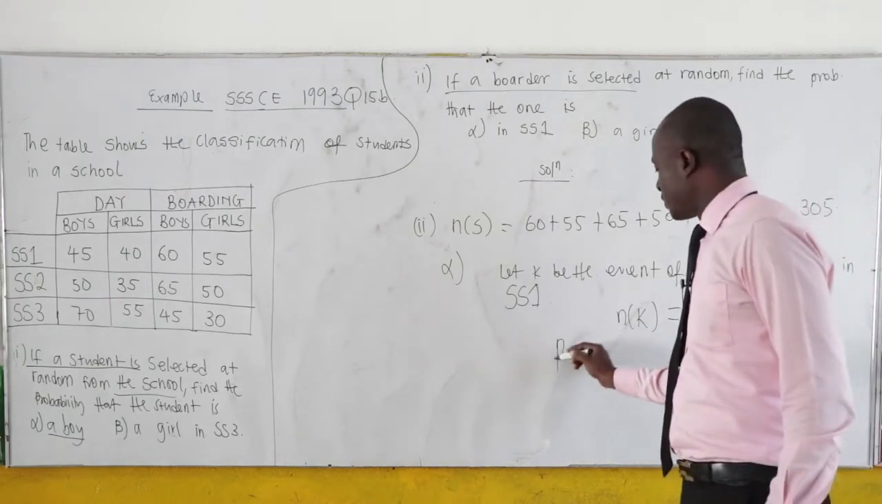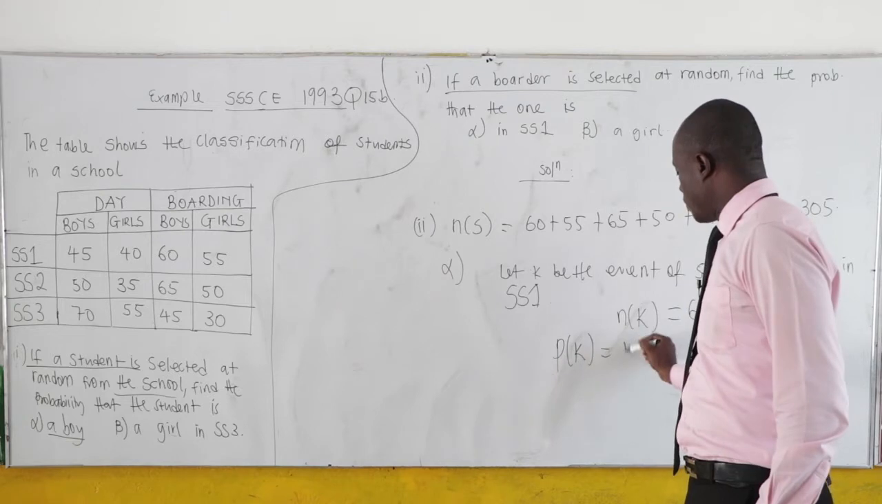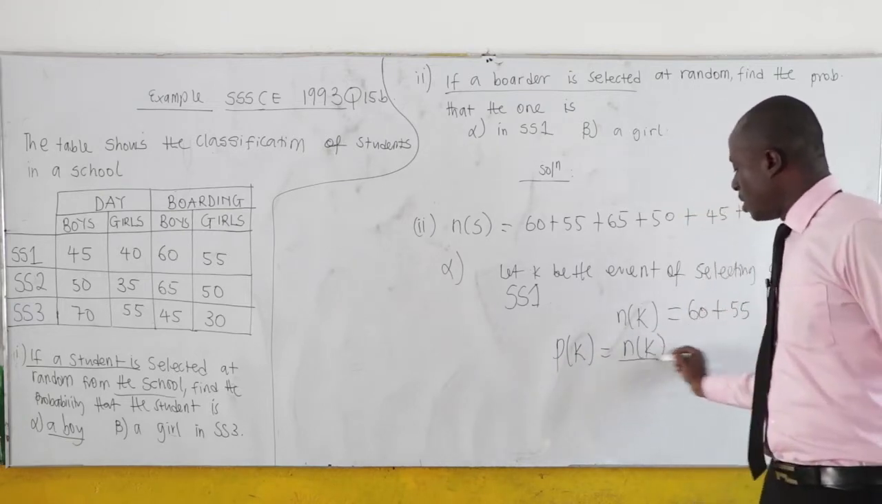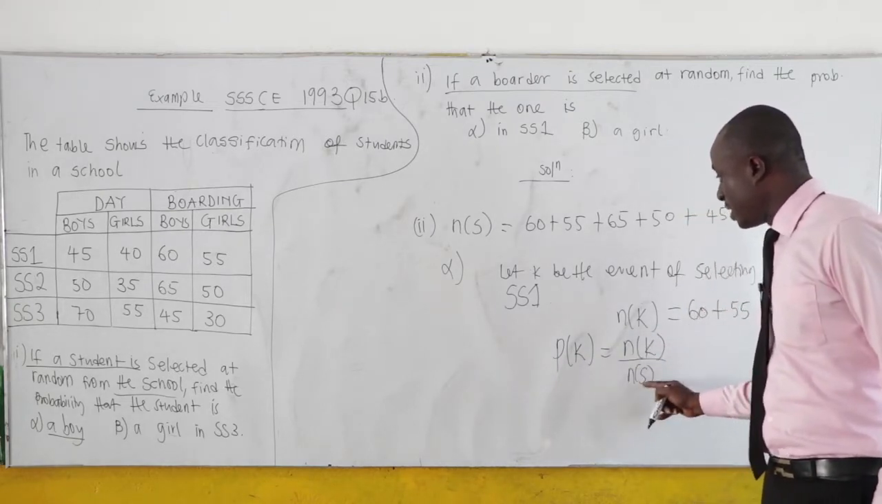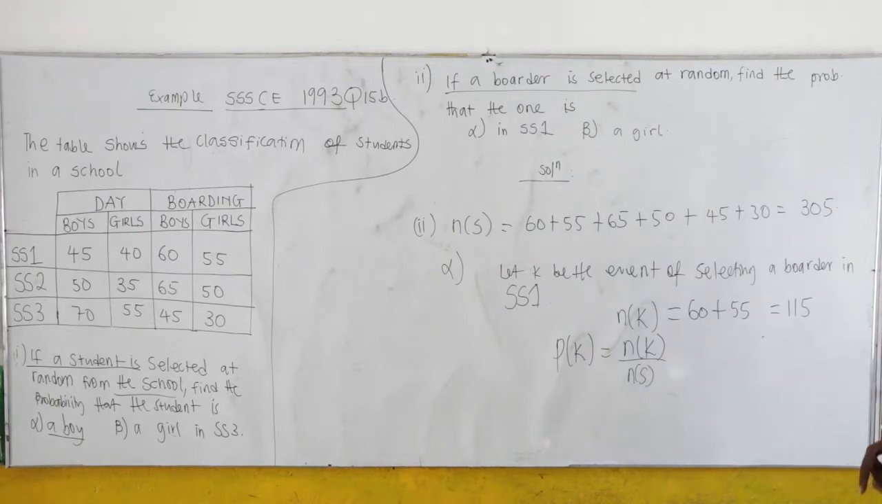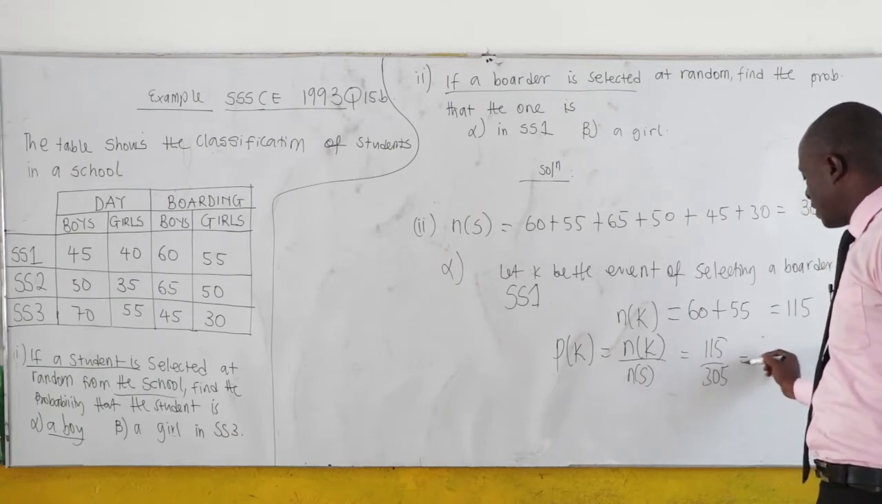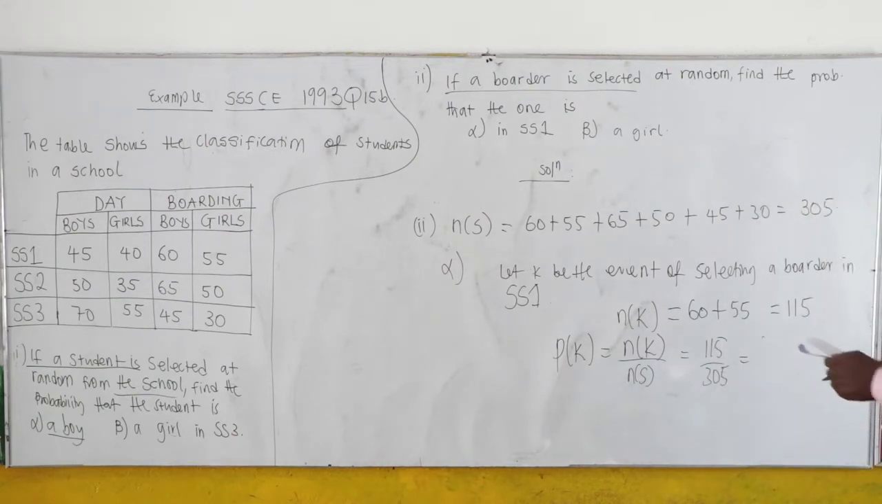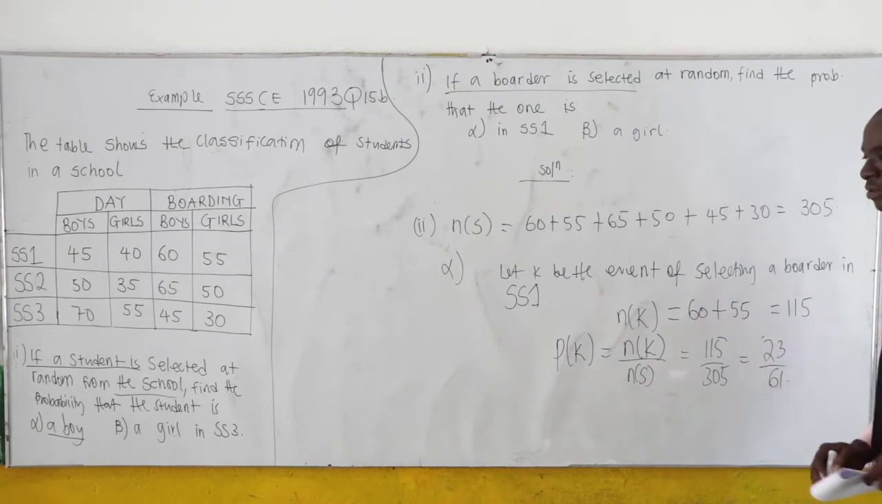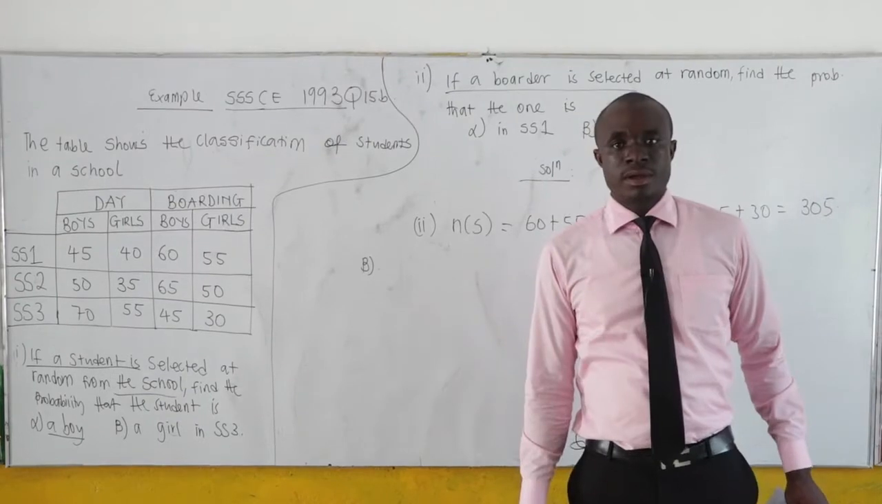So the probability of selecting a boarder in SS1 is number of events all over number in the sample space. We know the sample space for the boarders is 305. So we have 115 all over 305. And this, we will get 23 all over 61. Now let's see the next one.